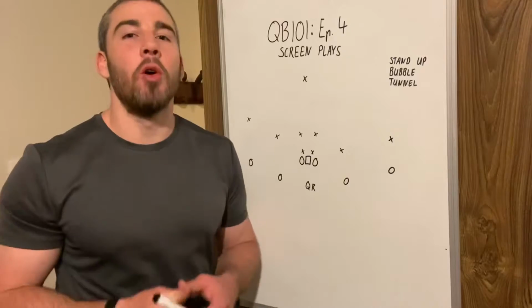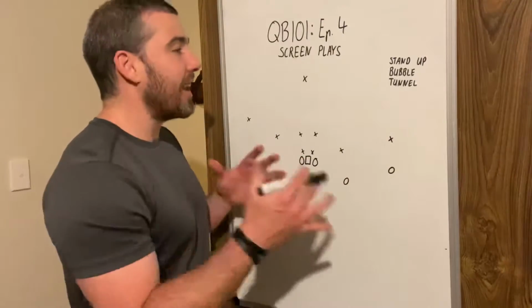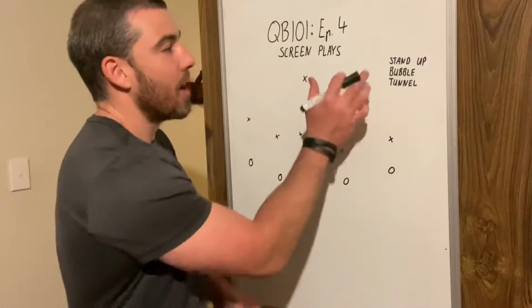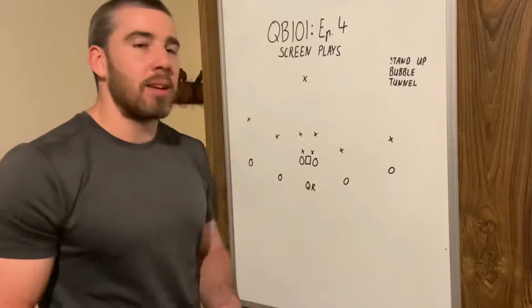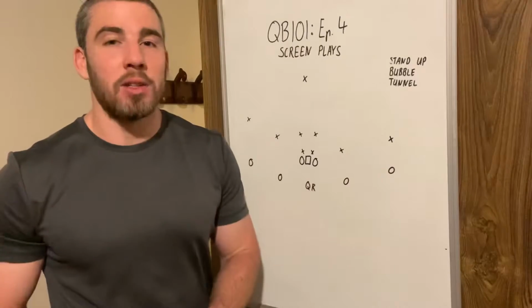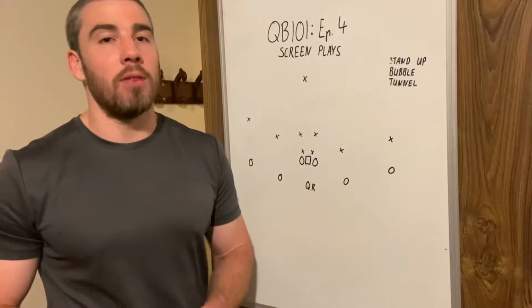In today's video, we're going to be talking about screen plays, and this is really effective for getting the ball out to your receivers nice and fast. So the three screens we're going to talk about: the stand-up, the bubble, and the tunnel screen. These are basic screen plays that most playbooks are going to have, throwing the ball out to the perimeter. So let's run through it really quickly and talk about how we're going to be blocking for this.